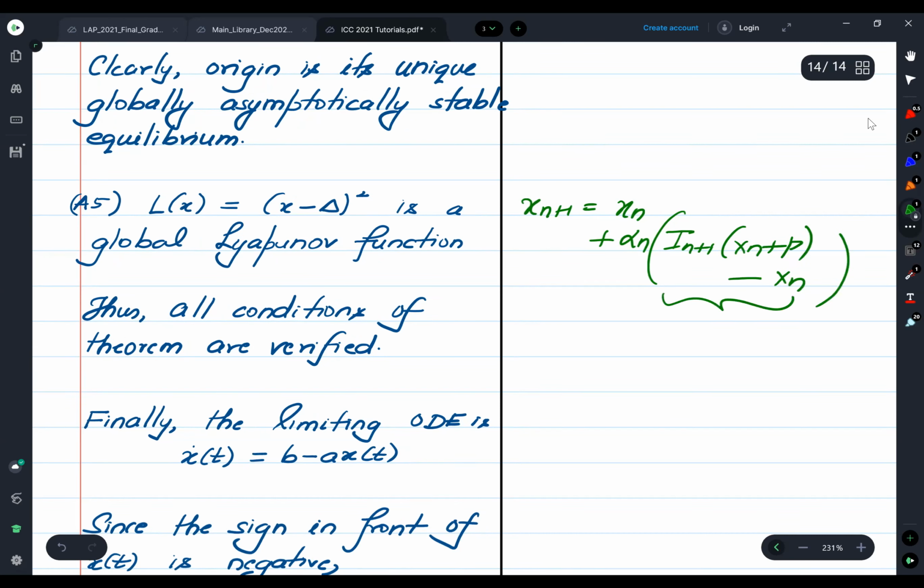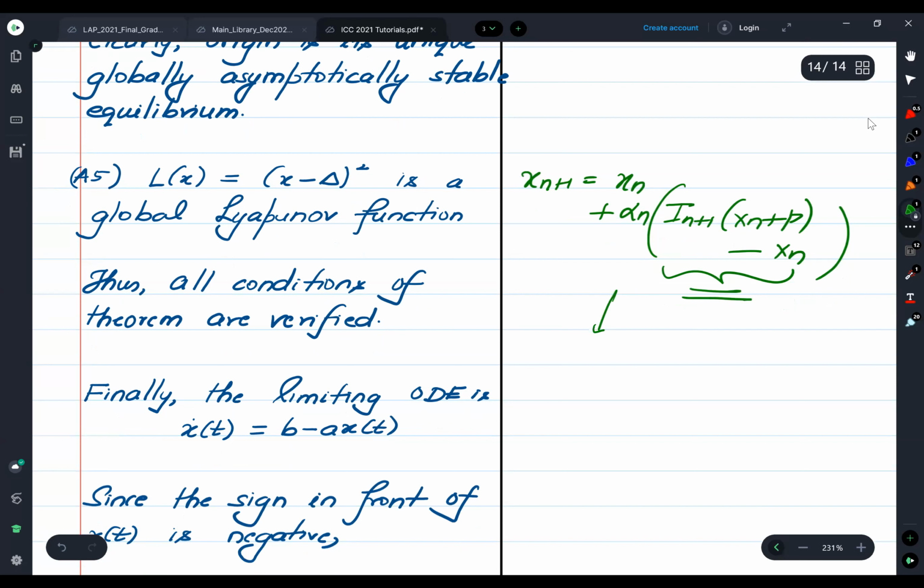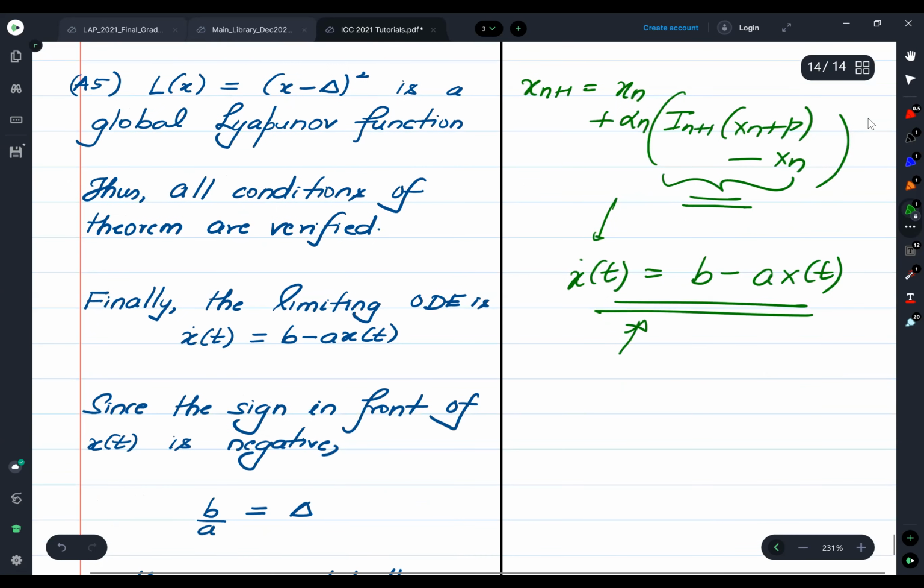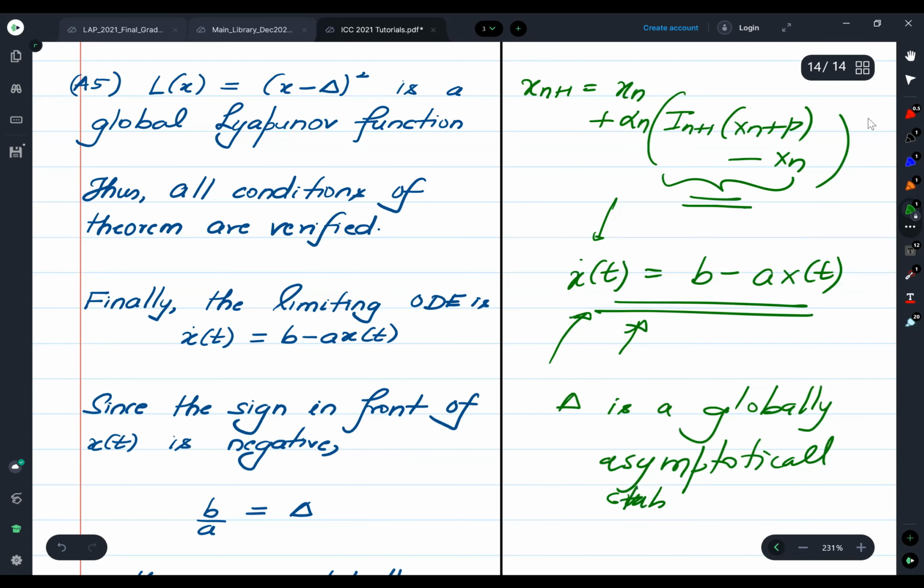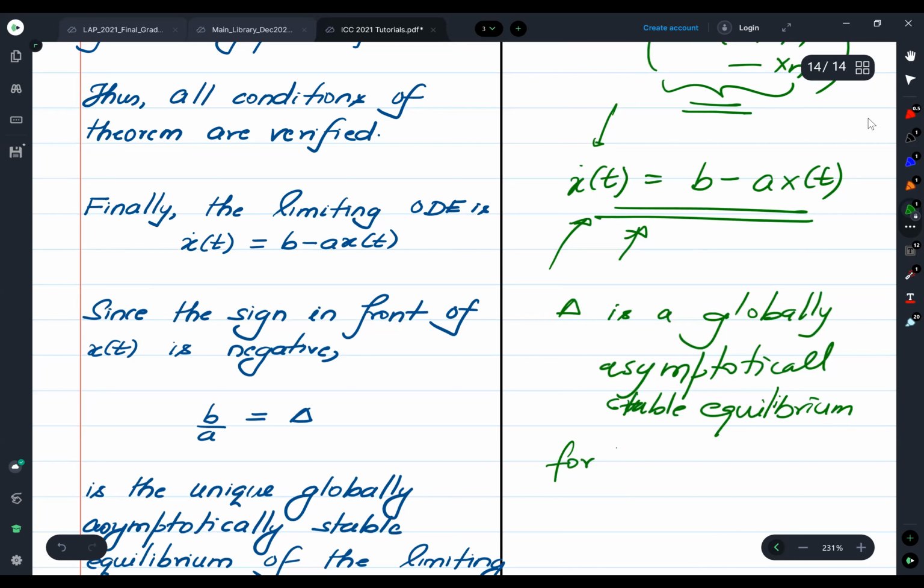So why did I choose this form that is over here? Well, the answer to that is that if you look at the limiting ODE, that turns out to be something of the following kind. Notice that this is a deterministic ODE, and the good thing about this deterministic ODE is that delta turns out to be a globally asymptotically stable equilibrium for this ODE.